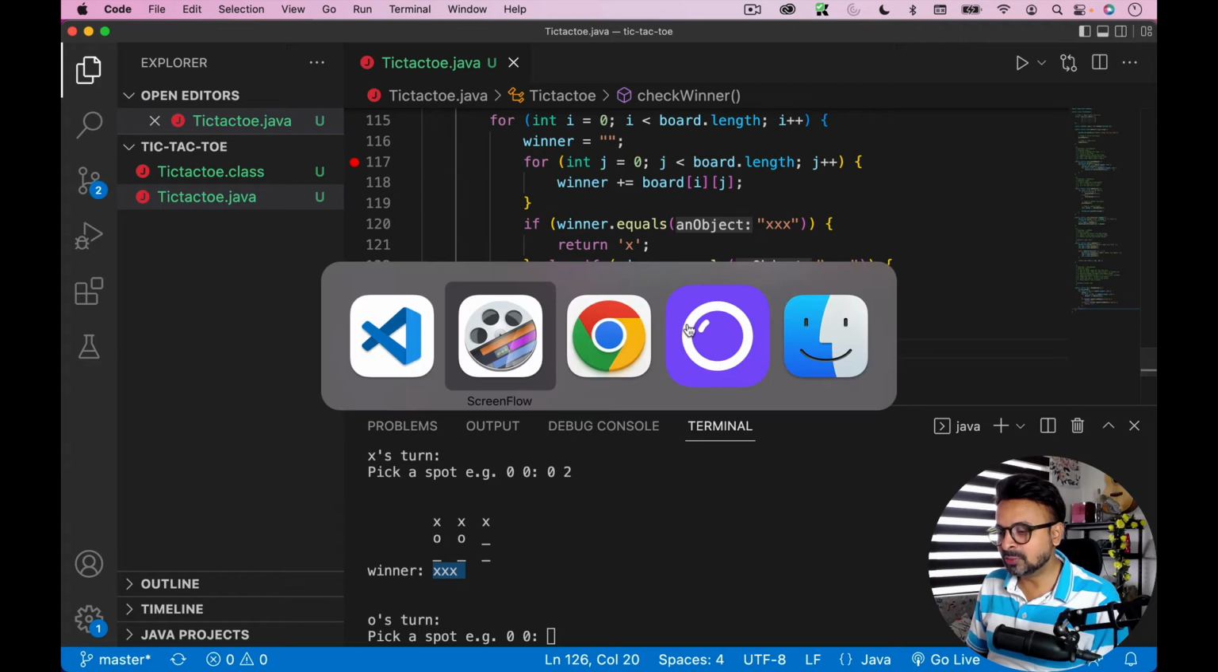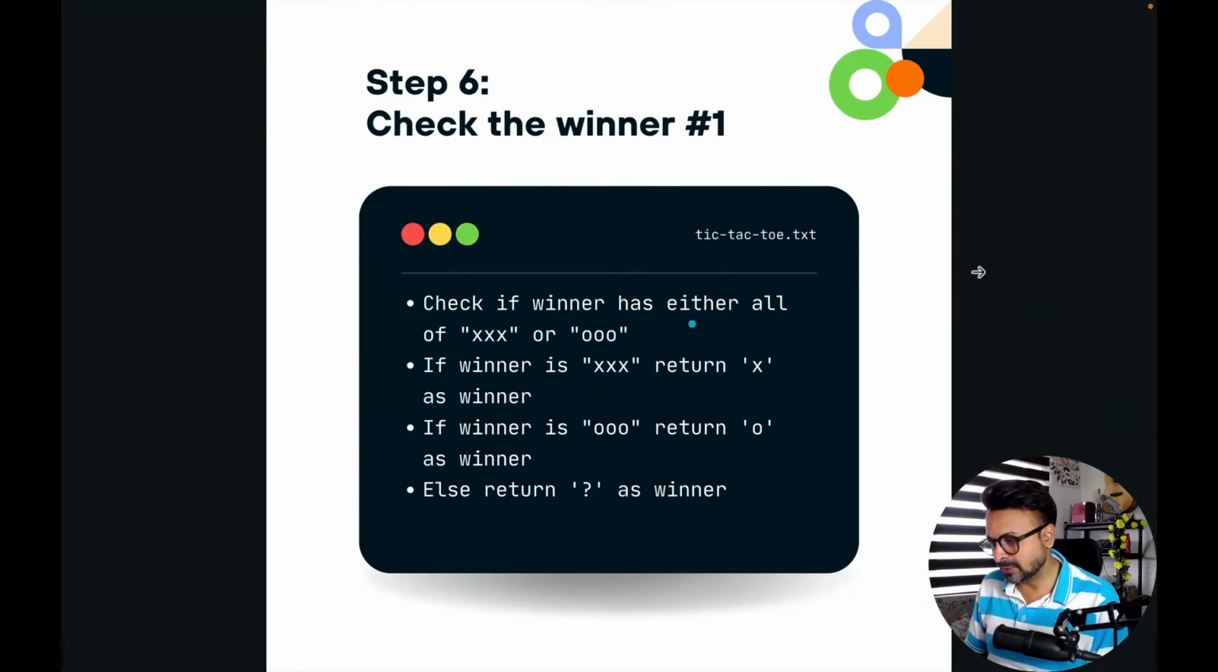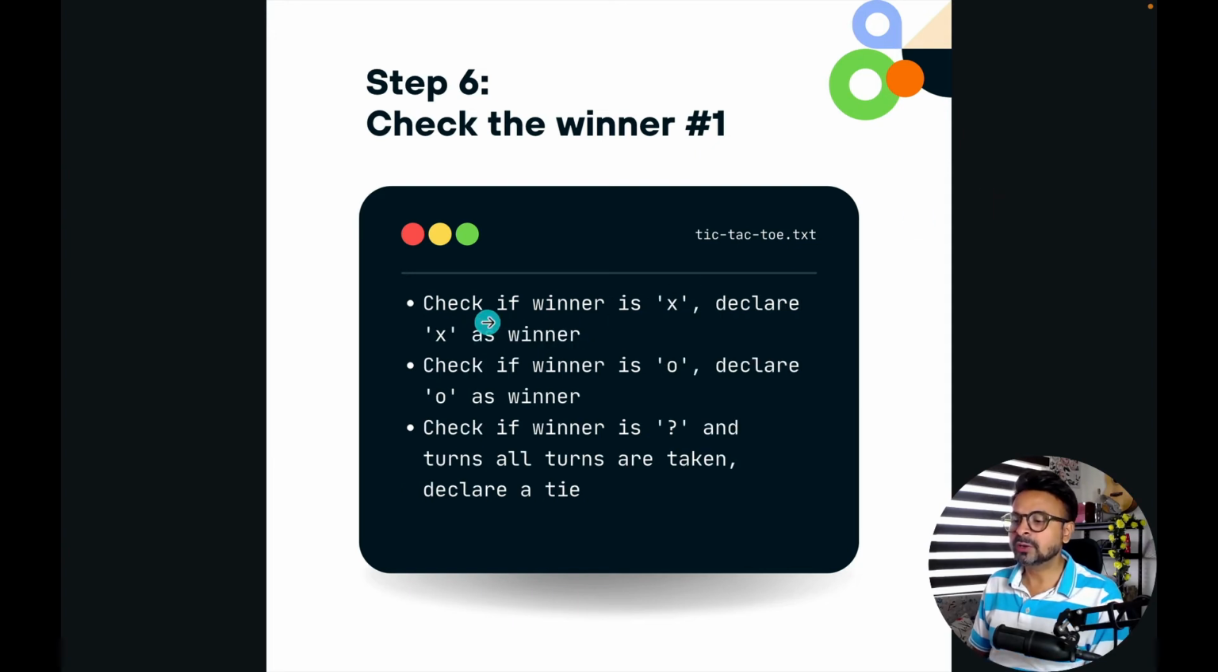So now let's move on and we need to write another logic where we need to check if winner has either all the X or O's. If the winner is XXX, return X as a winner. If winner is OOO, return O as a winner. Else return question mark as a winner. This is done. I think we already did this. Now we are going to check if winner is X, declare X as a winner. Check if winner is O, declare O as a winner.